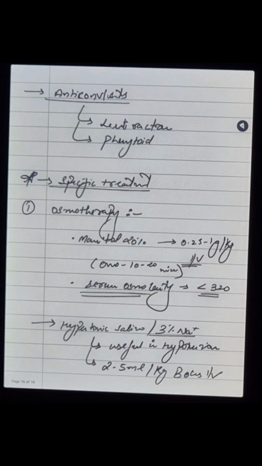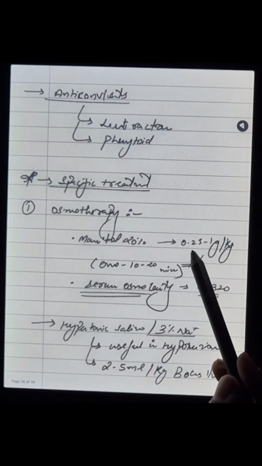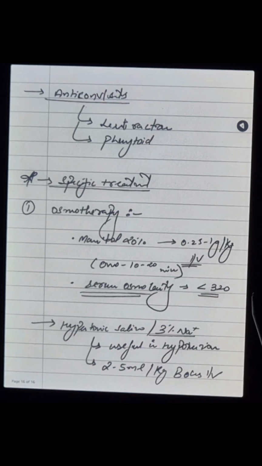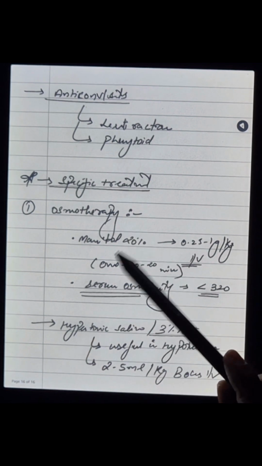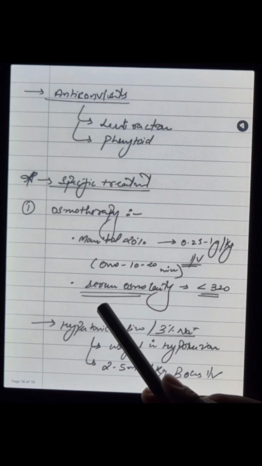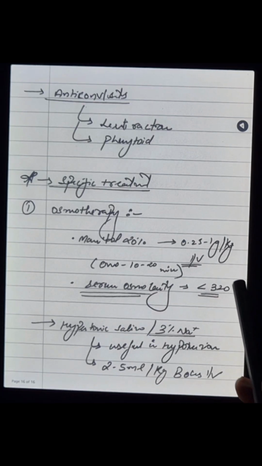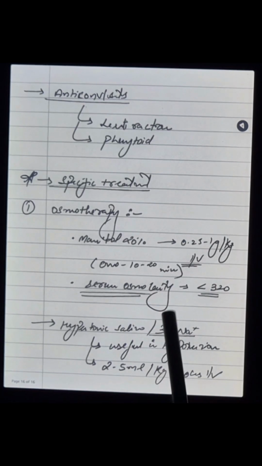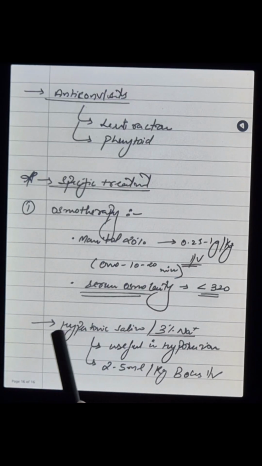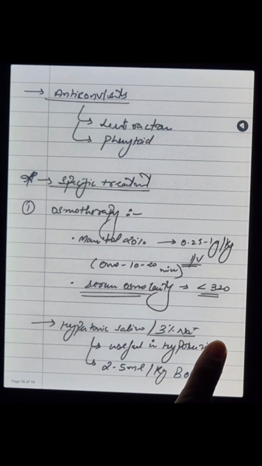Okay. Osmotherapy includes mannitol, which can be given at a dose of 0.25 to 1 gram per kg IV over 10 to 20 minutes. And while giving mannitol, we have to check for serum osmolarity, and it should be less than 320. In patients who are hypotensive or who are on inotrope support, where mannitol cannot be used, we can use hypertonic saline or 3% sodium, and it should be given in a bolus at the dose of 2 to 5 ml per kg IV boluses. Okay.